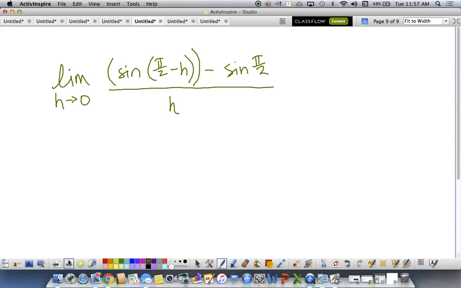If we have sine of A minus B, going back a long time, you cannot distribute that. Sine of 90 is 1. 1 minus 1 is 0, 0 over 0. Same scenario we just had. Is that possible? No. Let's look a little harder at the format of this problem.